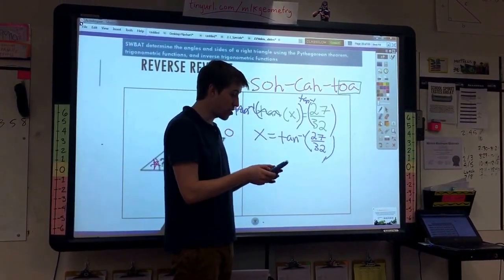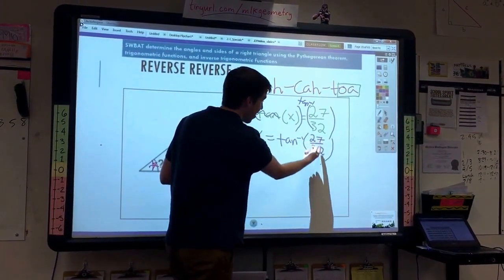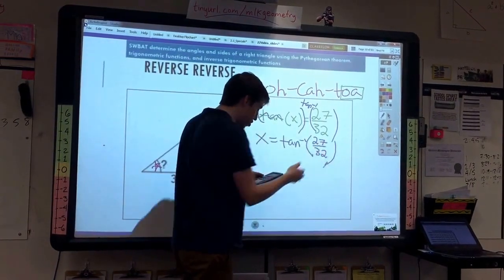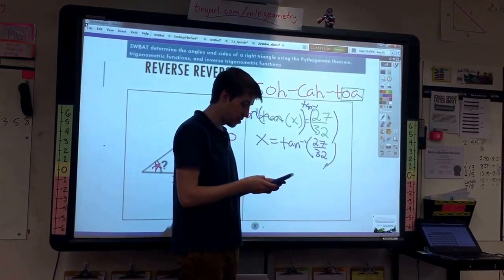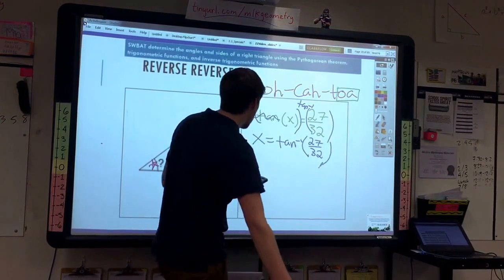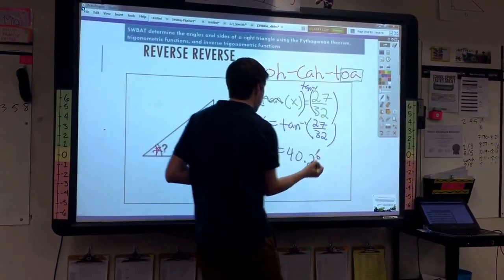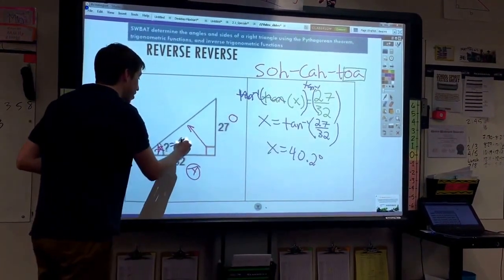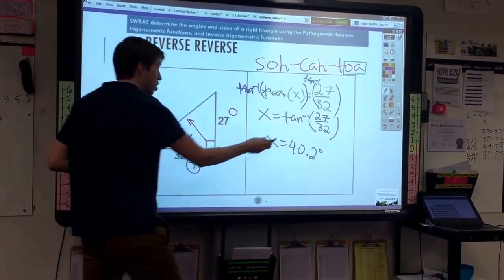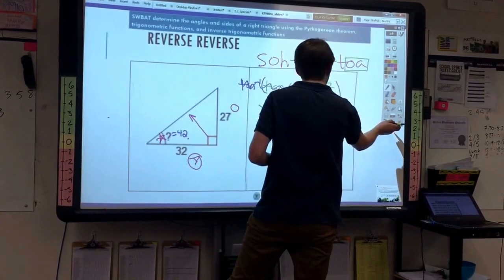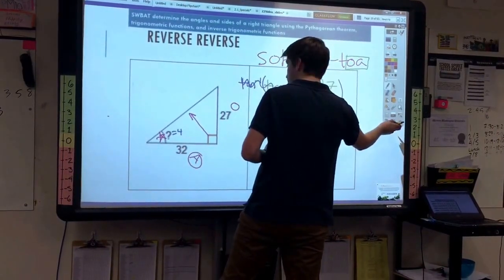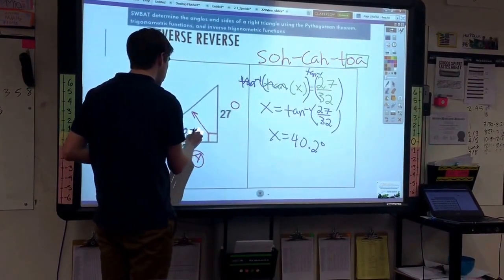And we're just going to put in that fraction, 27 divided by 32, in your calculator. Hit enter, and we'll get that x is equal to 40.2 degrees. Because remember, we solved for the angle in here. We didn't solve for a missing side. We solved for a missing angle in this case. 40.2 degrees.